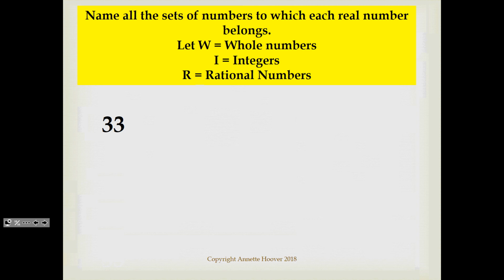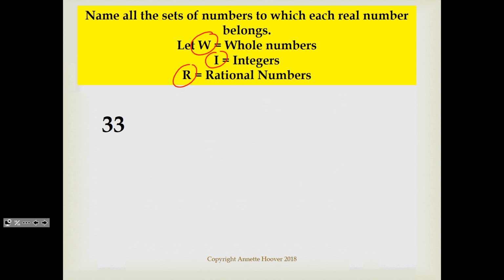So when we look here, we're going to just look at these three groups today: whole numbers, integers, and rational numbers. And we're going to look at a number, and determine what group, even if there are more than one group, that this number belongs to. Name all the sets of numbers to which each real number belongs.